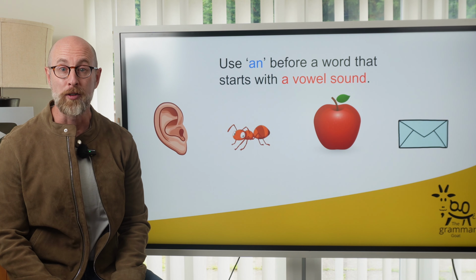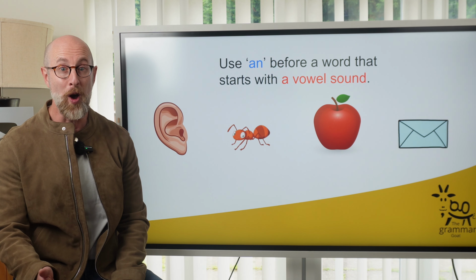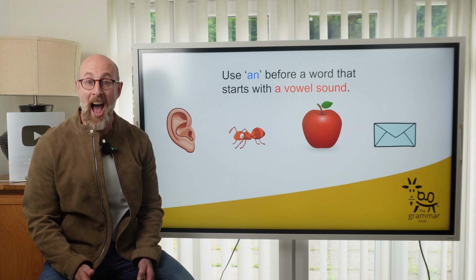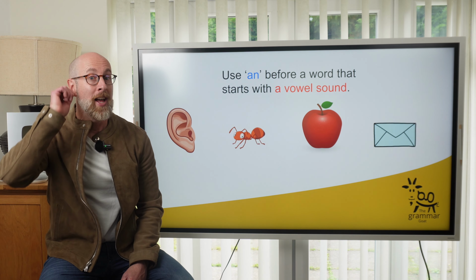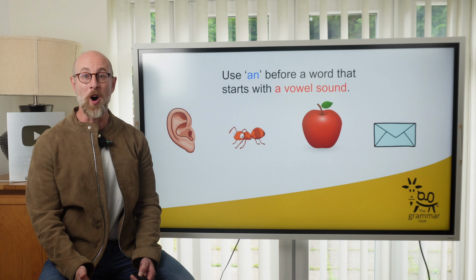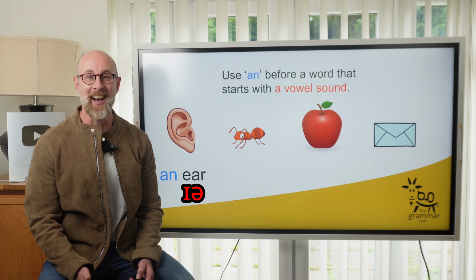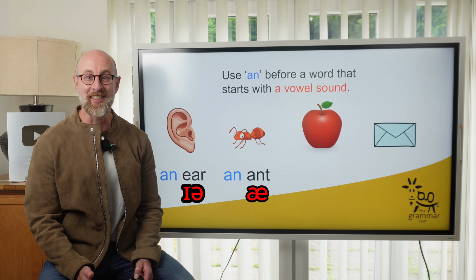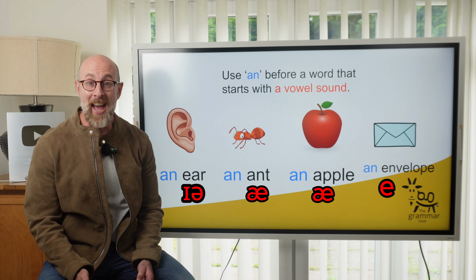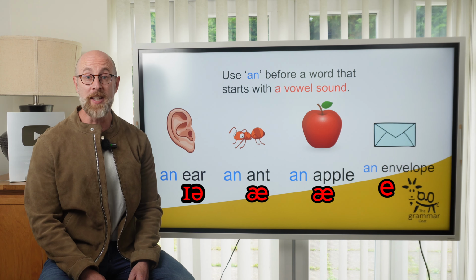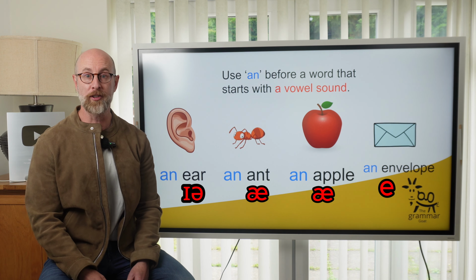Here are some nouns in English. Do you know them? We use an before nouns that start with a vowel sound. For example, an ear, an ant, an apple, an envelope. All of these nouns start with a vowel sound.